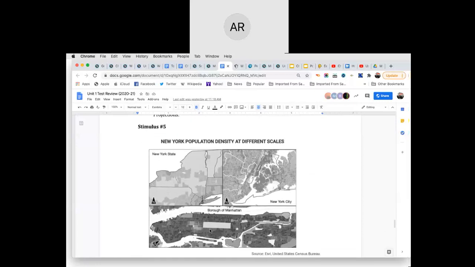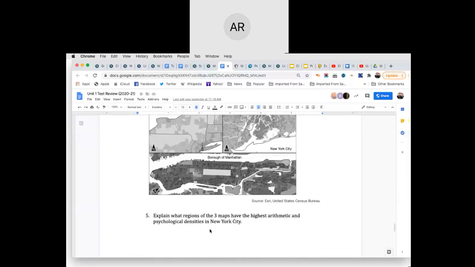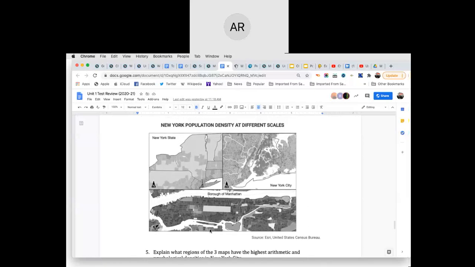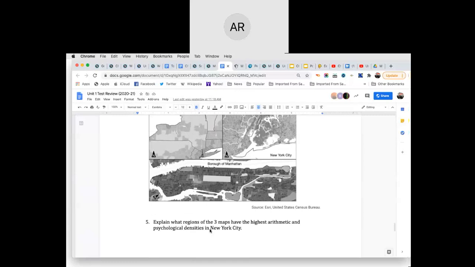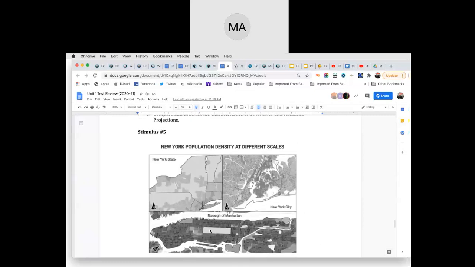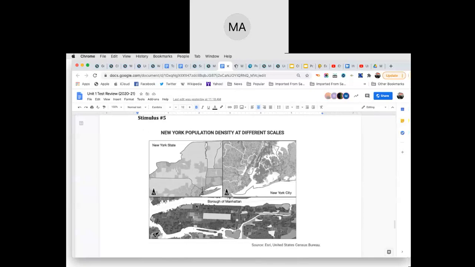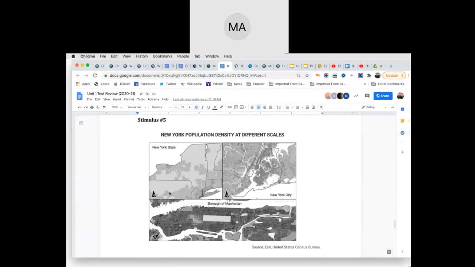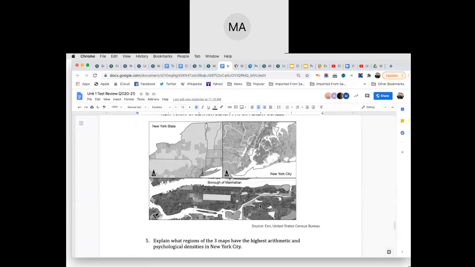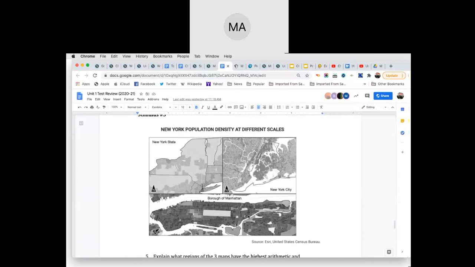And New York, population density in different scales. Explain what regions of the 3 maps have the highest arithmetic density and physiological density. In these maps, this one is going to show the boroughs, so the population. This one is going to show the physiological, the arable land. There's not a key here, but this is more arable land, where we see these areas. And so we can see the overlap of maps where we see high population densities. This map is going to be right here in New York City.